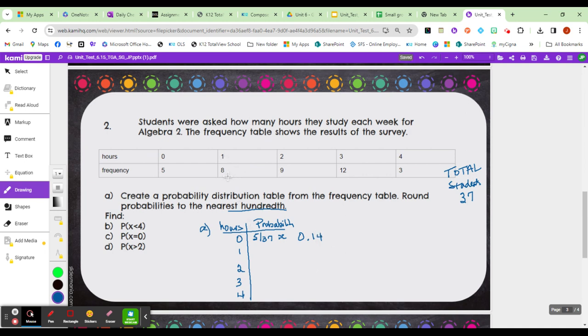To find the probability of the students that studied for 1 hour, I have 8 students that studied for 1 hour. That's going to be 8 out of 37. So to find that decimal, I'm going to do 8 divided by 37. I'm going to round to the nearest hundredth, so that's going to be 0.22. To find the probability of the students that studied 2 hours, I look at my chart. That's 9 students out of 37.